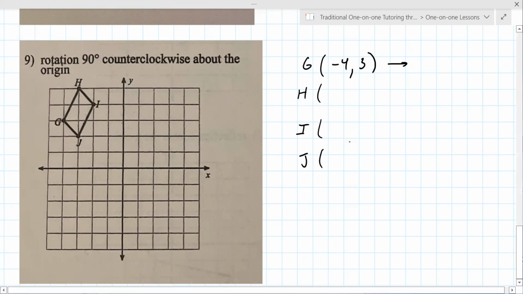-3, 2. Oh wait, no, that's H. No, J is -3, 2. Yep, that's fine. Oh yeah, right. Yeah, the order doesn't matter here. Just getting them all down.